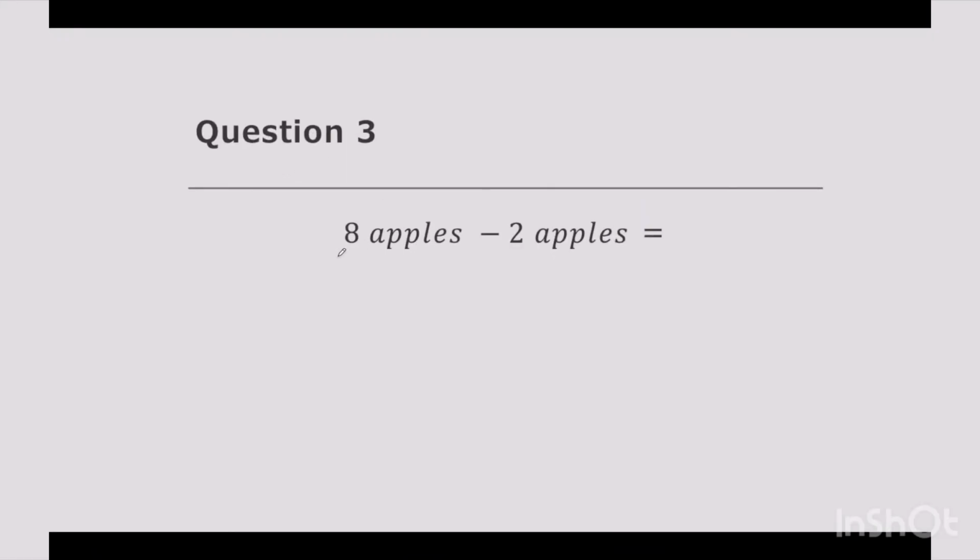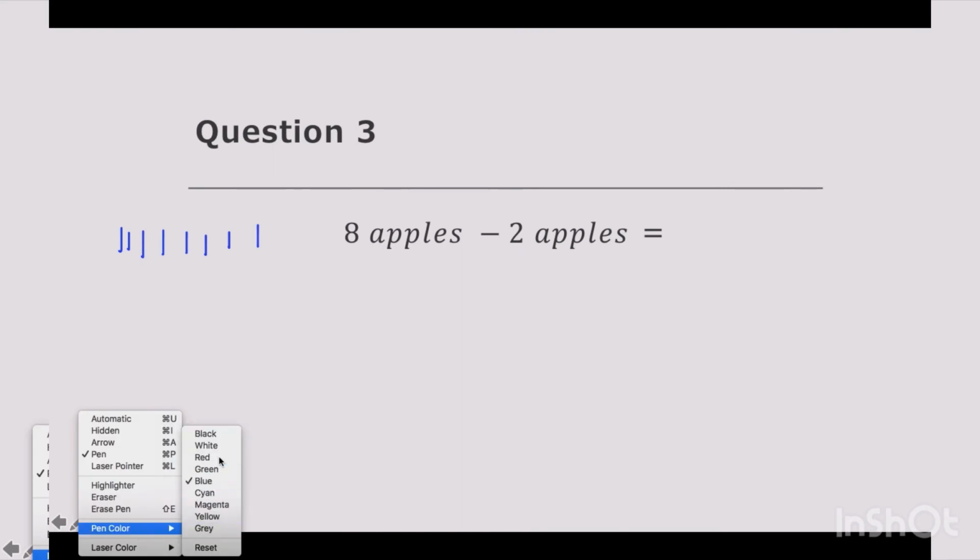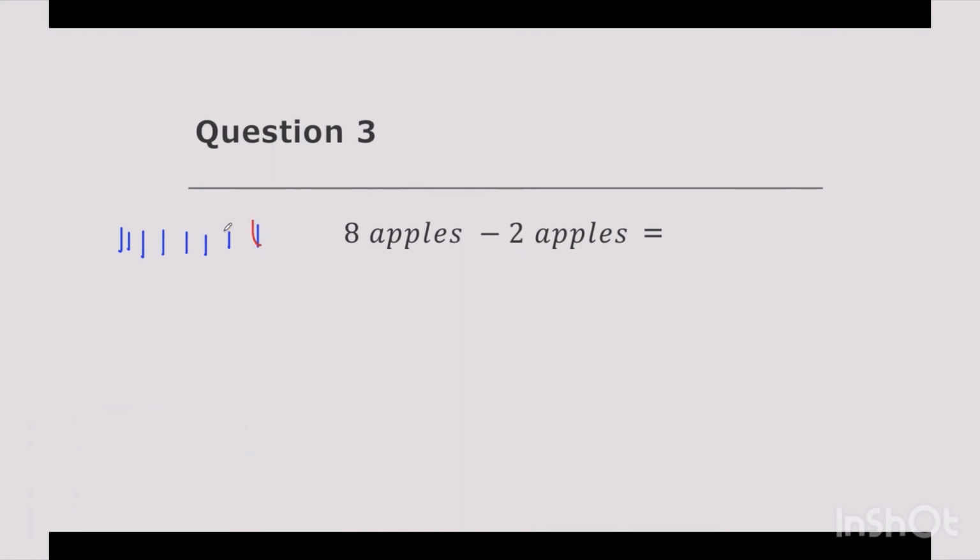Question 3. So this is an easy question. 8 apples minus 2 apples. This should be literally easy for you guys. 1, 2, 3, 4, 5, 6, 7, 8. Okay, now let's try to subtract it by 2. There you go. 1, 2, 3, 4, 5, 6. The total of 6 apples.